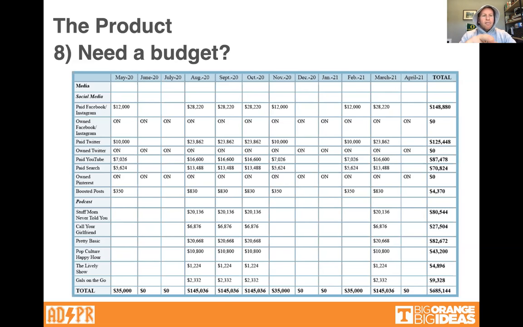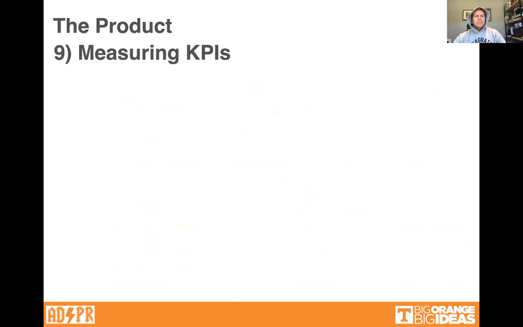So you can see they have paid Facebook and Instagram versus owned, paid versus owned Twitter. This one for the brand, they chose to advertise on podcasts, so that's included too. So we'll calculate metrics later, and you'll know how much you pay for every 1,000 clicks or impressions on various platforms. But if you need a budget, that needs to be in the campaign too, obviously.